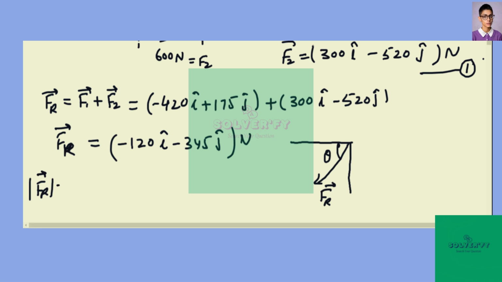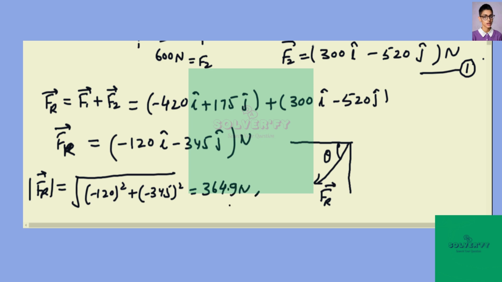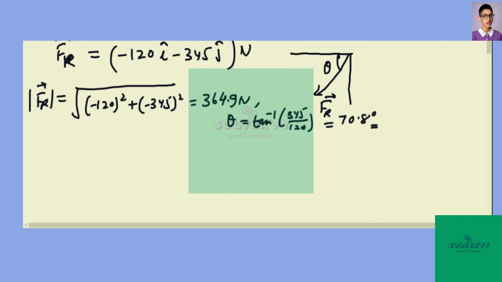The magnitude of this force can be written as the square root of minus 120 whole square plus minus 345 whole square. So on solving, this value will be 364.9 Newton. And the direction you can give, theta is equal to tan inverse of 345 divided by 120. So this angle is around 70.8 degree. So the resultant force will act in this direction at 70.8 degree, and its magnitude will be 364.9 Newton. Now we are solving for the moment about the P point.